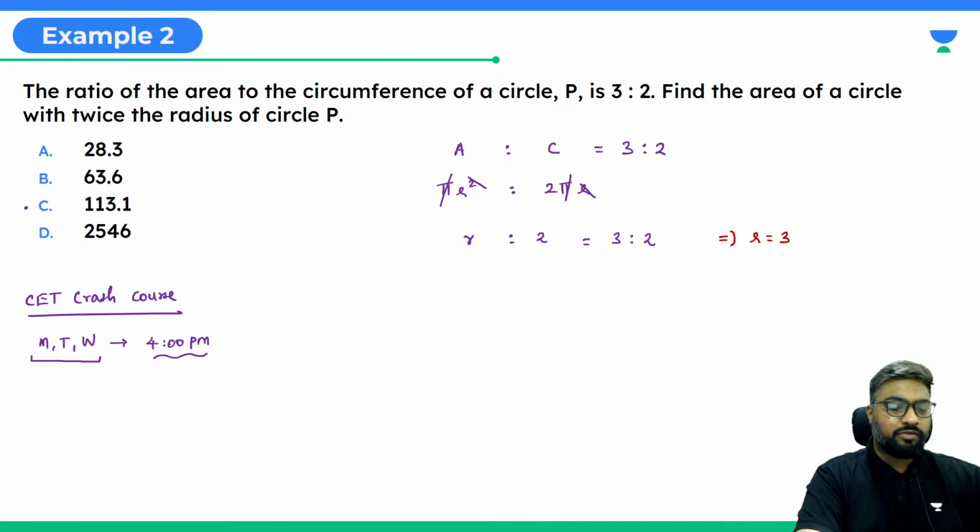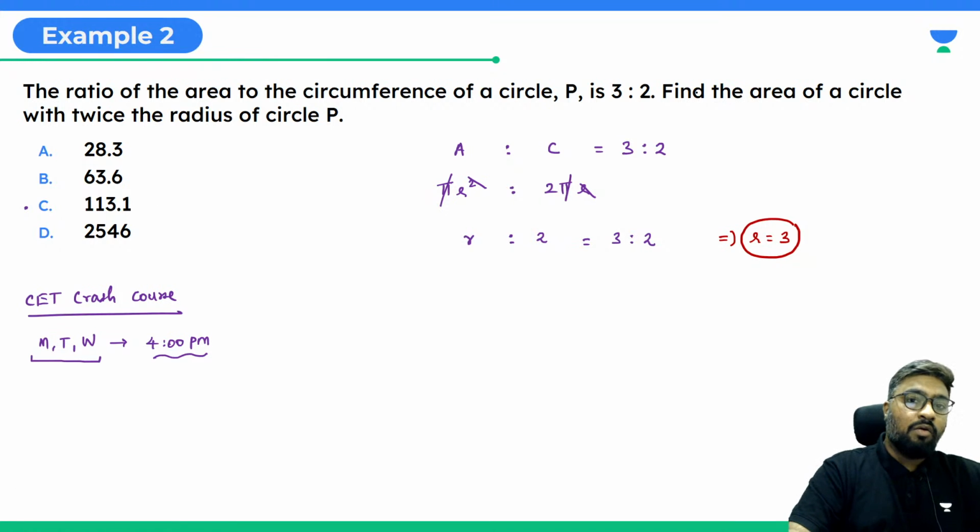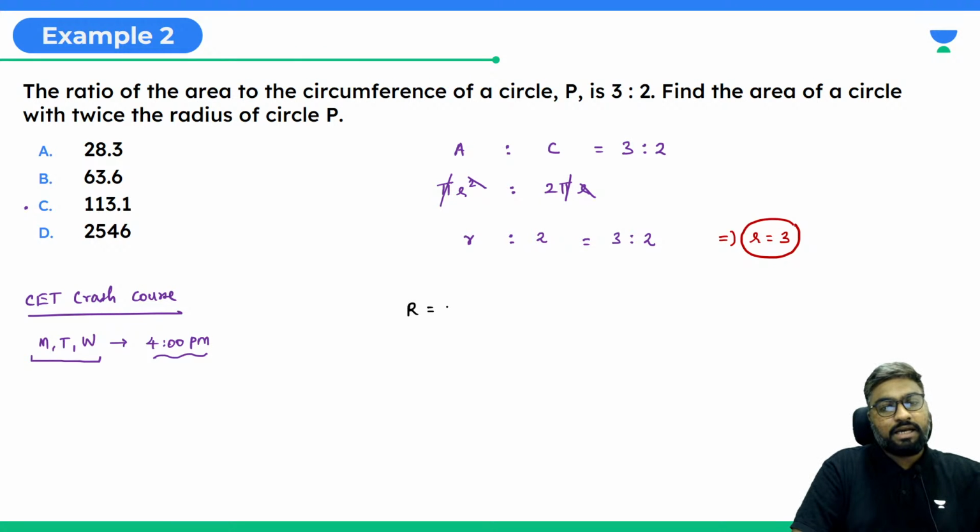r, which is the radius, will be 3 from here. Yes. So now what is this? This is for our original circle. r equal to 3 is for our original circle. But what are they saying? What is the area of a circle with twice the radius of p? That means the new radius will be double of 3, 6 units. We need to find the area of this.